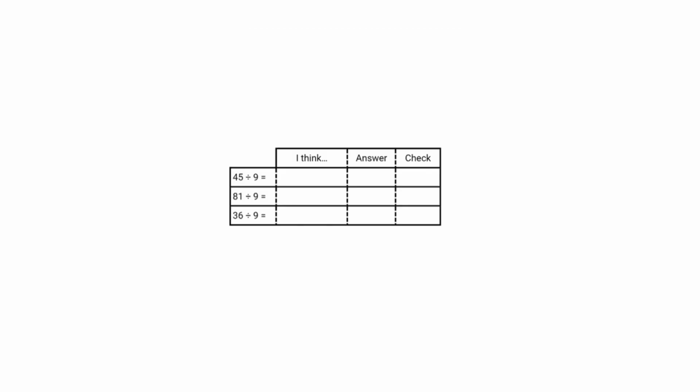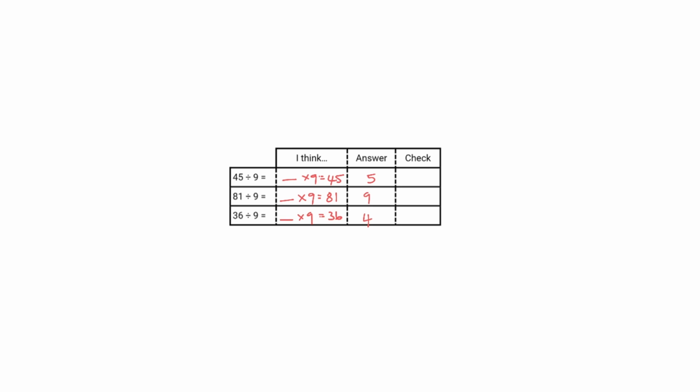Now for all of these 3 division sums, we're going to swap them around into multiplication. So for this first one, we're going to say what times 9 equals 45. For the next one, what times 9 equals 81. And this last one, what times 9 equals 36. Now, if you know your 9 times table, you'll know the answer straight away. This first one is 5. Then the second one is 9 times 9 is 81. And the last one is 4 times 9 equals 36.